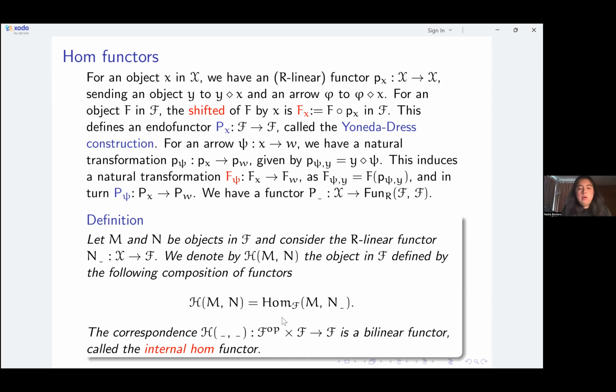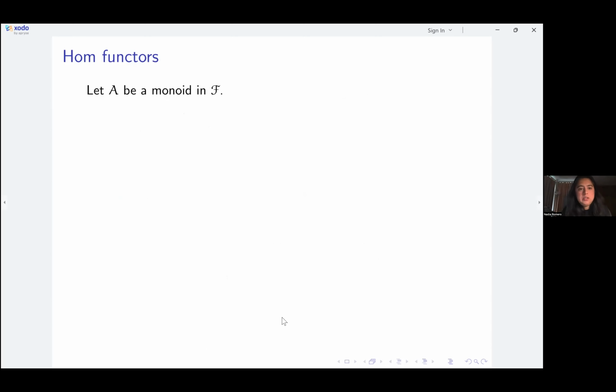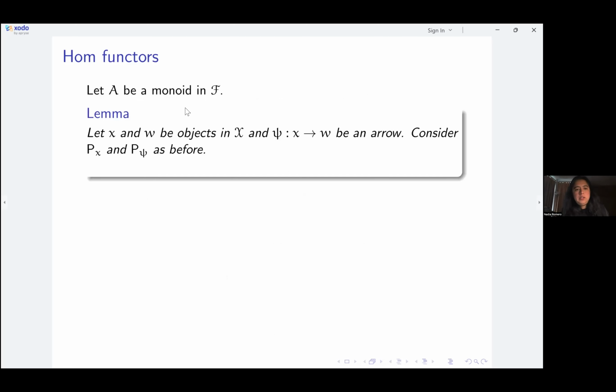And also the good thing is that all this shifting we just did here can also be restricted to the case of modules. So if we have a monoid in F, now we want to consider modules. And so what we can prove is that if we're in the situation before, we have objects and an arrow, we consider these adjoint constructions as we did before.